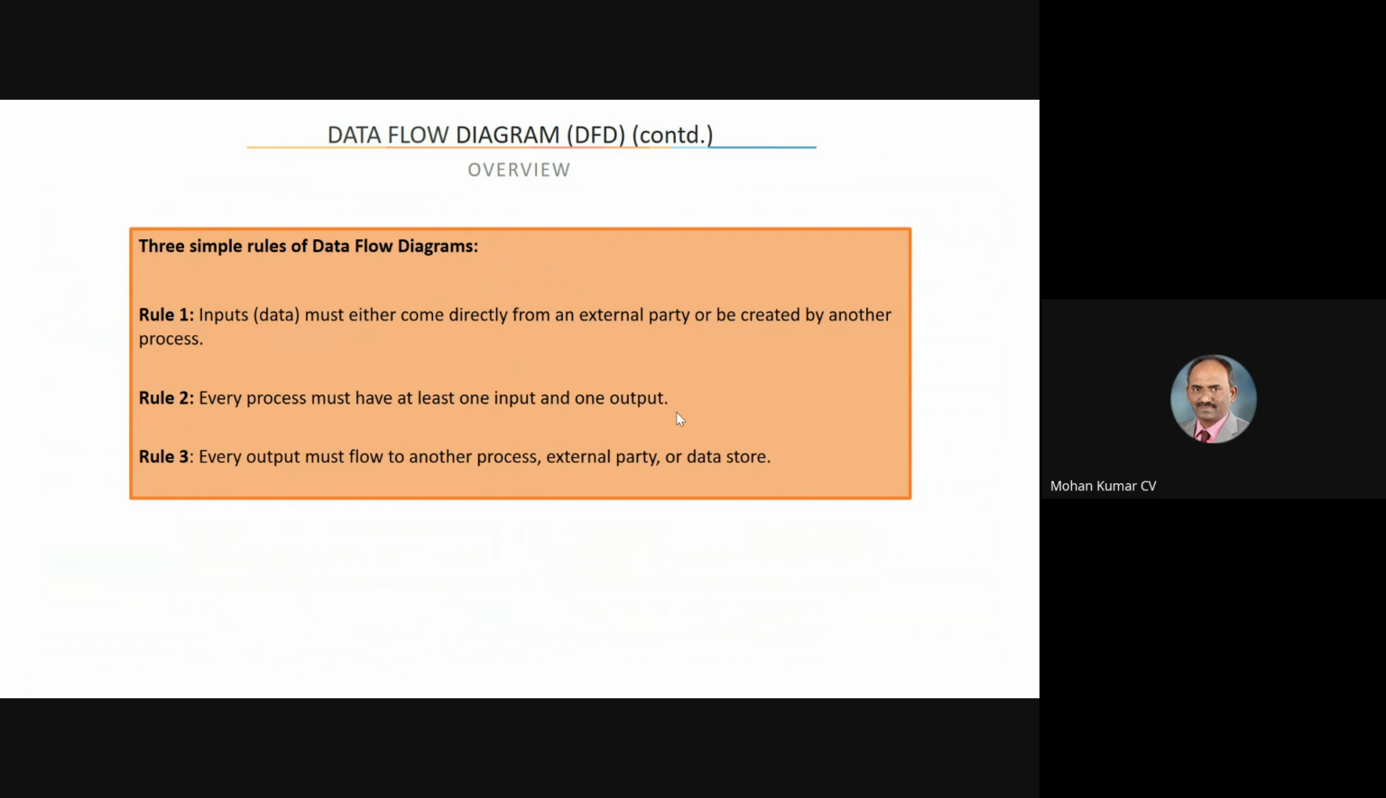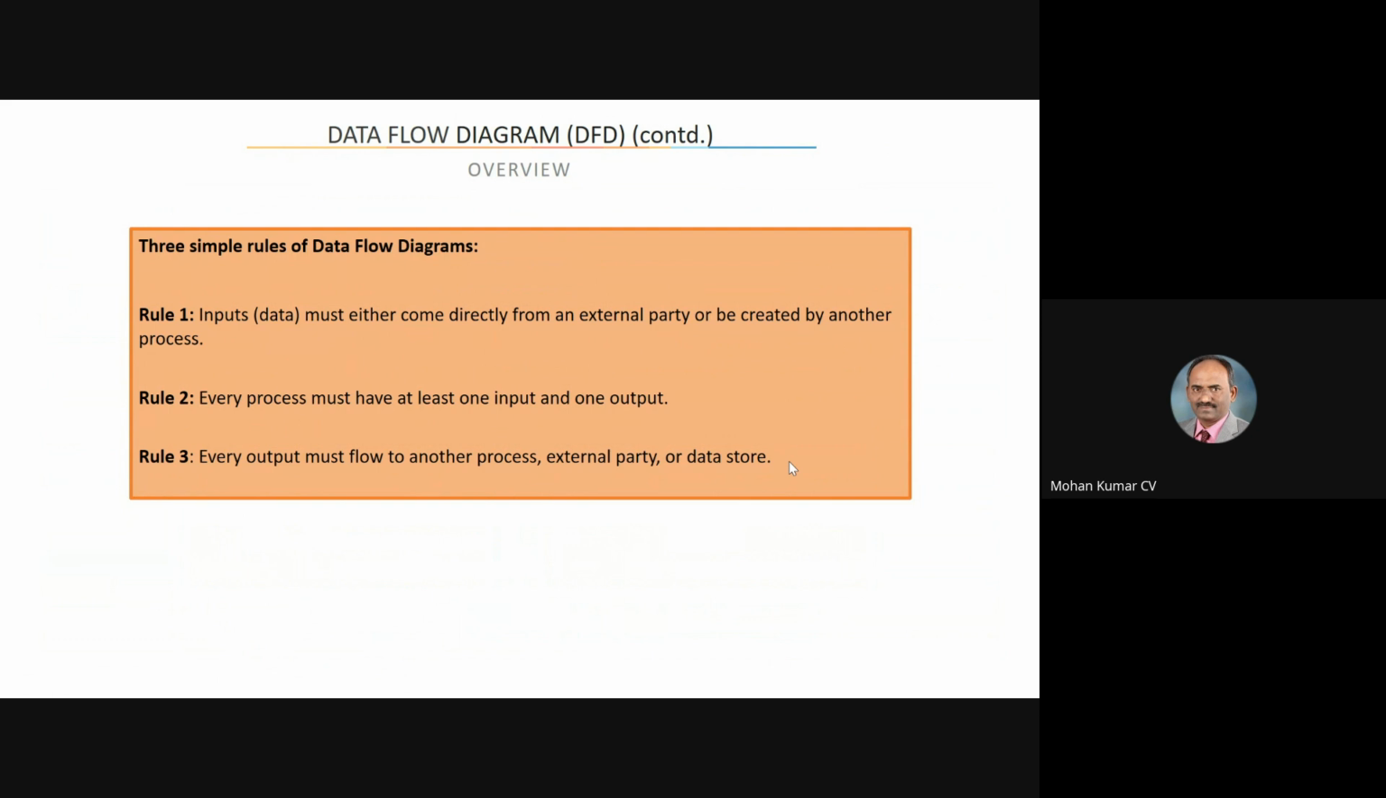In a process, there will be multiple steps also. You understand this? Wherever we spoke about process, we spoke about input and output. So that is important. For any process, there should be input, there should be output. Rule 3: every output must flow to another process, external party, or data store. So there should be some kind of either termination or further flow. So that's how a data flow diagram should be written.